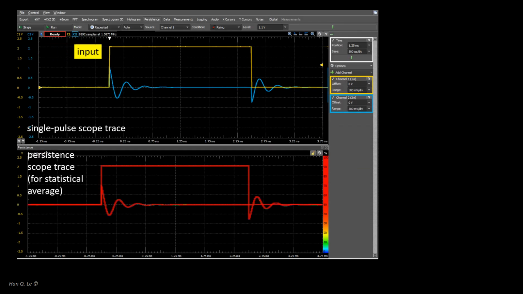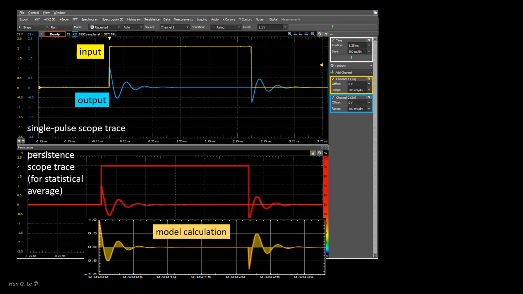A square pulse with duration of 2.5 millisecond, which is several times longer than the oscillatory relaxation time of the circuit, was used to measure the step response. The result agrees with the model calculation as shown.